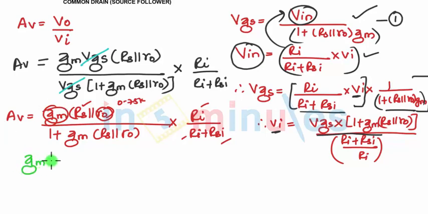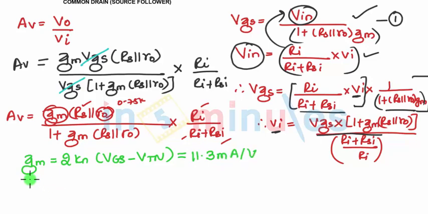We know the equation for gm: it is 2 Kn (VGS minus VTN). All these values are given in the question, so we'll get gm as 11.3 milliampere per volt. RO is nothing but (lambda times IDQ), the whole inverse. Lambda is given in the question as 0.01 volt inverse. So when you substitute IDQ and lambda, you will get 12.5 kilo ohms.